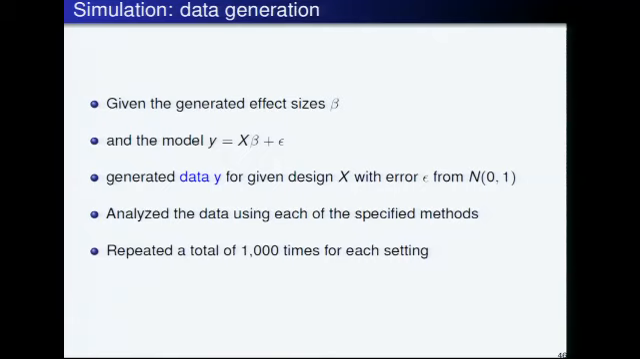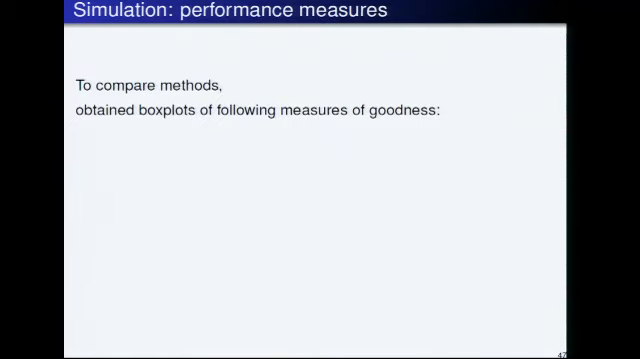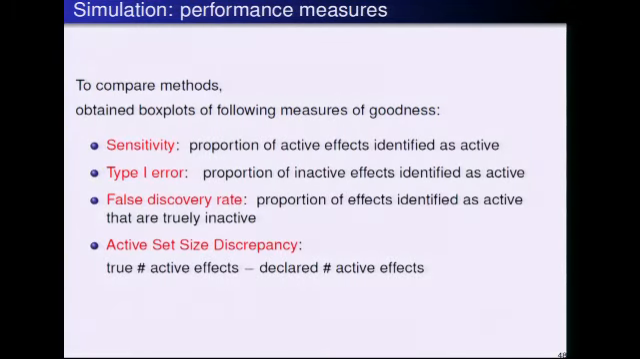of those settings. Before that, we had to compare the methods, and we selected the following four measures of goodness: sensitivity, the proportion of active effects which actually got detected; type 1 error, the proportion of inactive effects that we mistakenly said were active; false discovery rate, how many of the effects that we said were active were actually inactive; and then we compared the true size of the model with the model size that we declared.